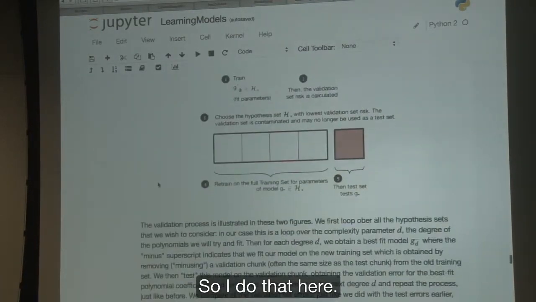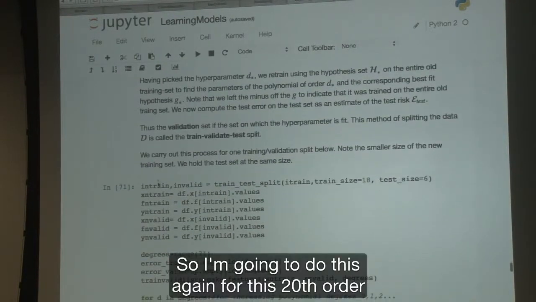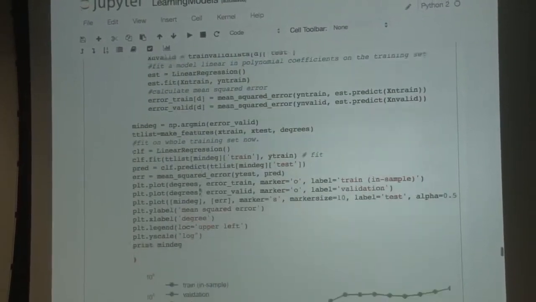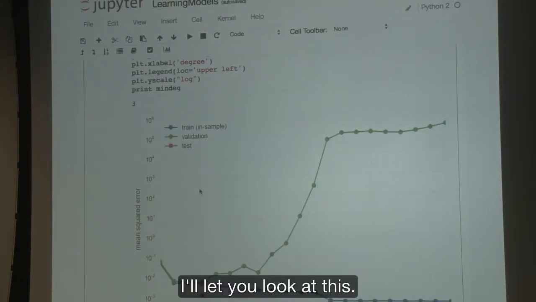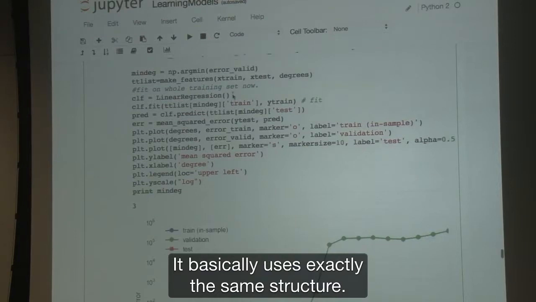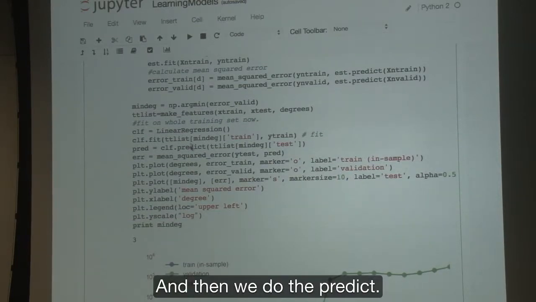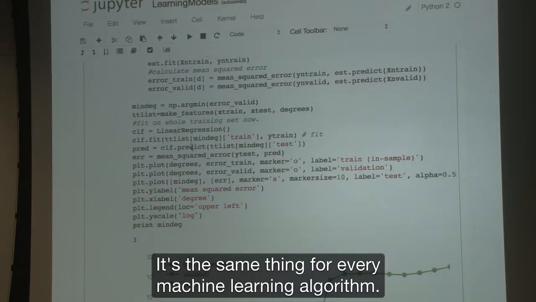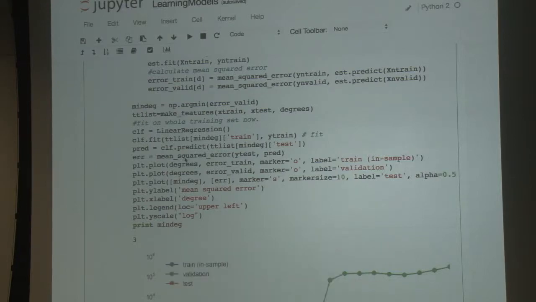Okay, so I do that here. I'm going to do this again for this 20th order polynomial. And this is the answer I get when I do it. I'll let you look at this. It basically uses exactly the same structure. We do this linear regression, then we do the fit, and then we use it, and then we do the predict. Again, make your model, fit your model, predict your model. It's the same thing for every machine learning algorithm. And then we calculate the error using the mean squared error function, which is also provided in scikit-learn.